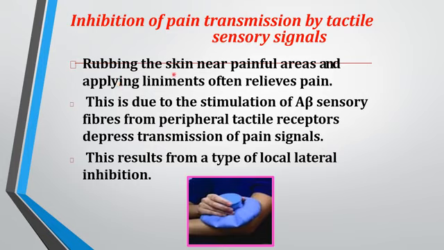And this is inhibition of pain transmission by tactile sensory signals. Touch sensation is activated by rubbing the skin near painful areas and applying liniments or ointments, which often release pain. This is due to stimulation of A beta fibers from the peripheral tactile receptors, depressing the transmission of pain signals. This results from a type of local lateral inhibition.